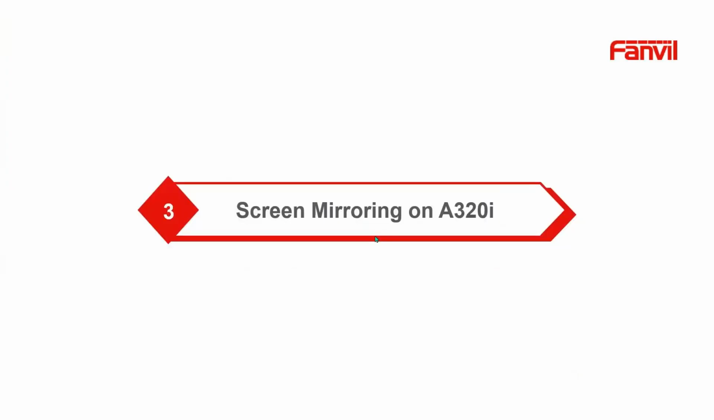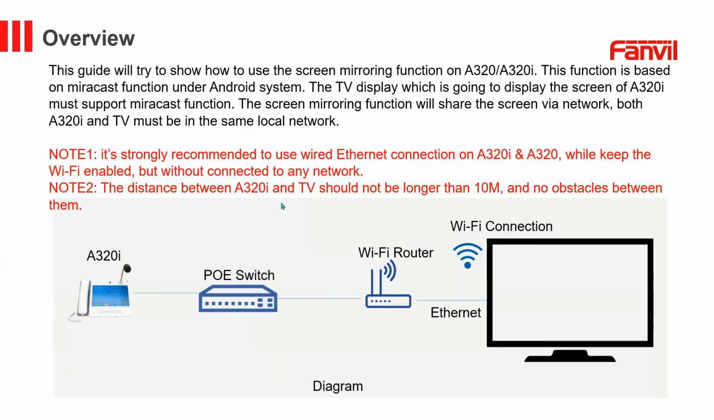Now let's see the screen mirroring on the A320i. Screen mirroring is a valuable feature on the A320i, allowing the nurse station to share its screen with a compatible TV display. This is done via Miracast, ensuring that all devices are on the same network. So you need to have devices on the same network to use the screen sharing feature.